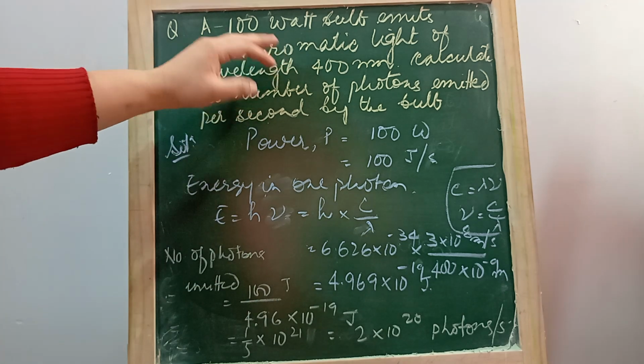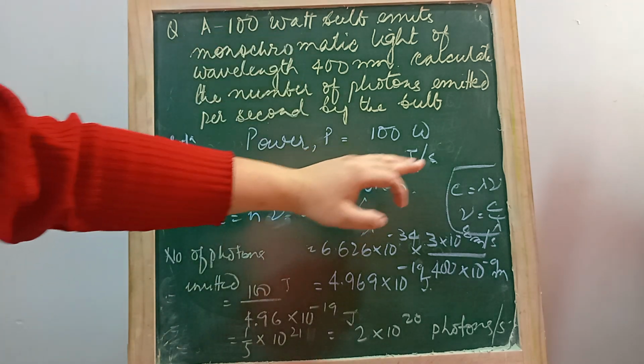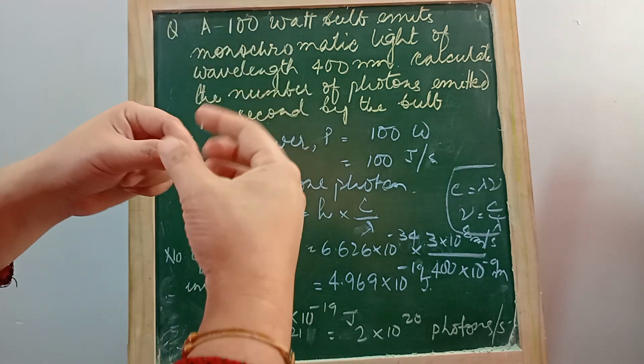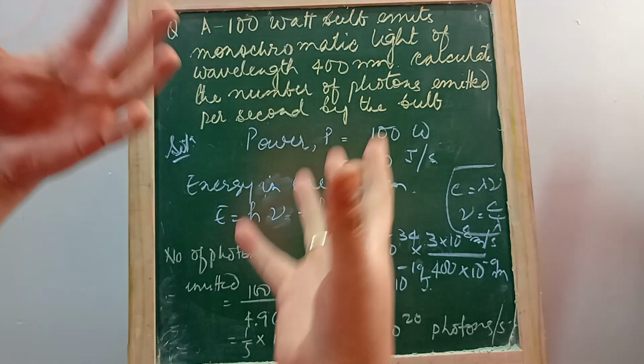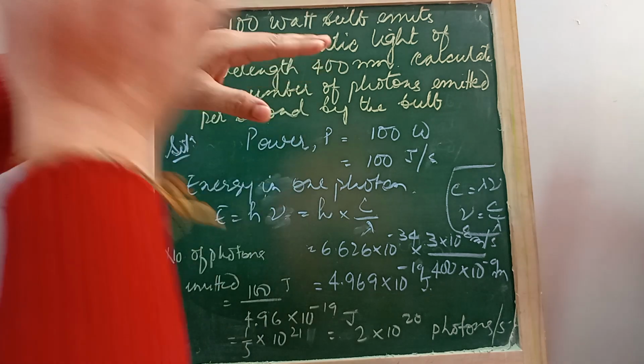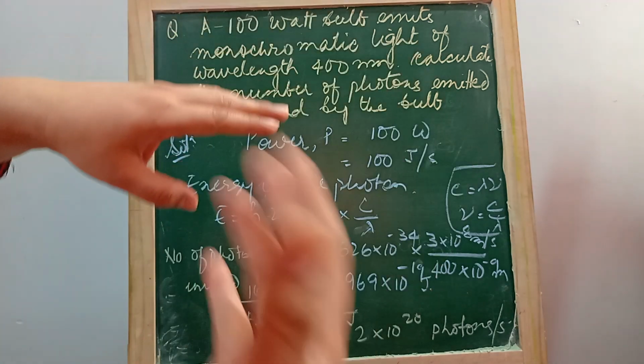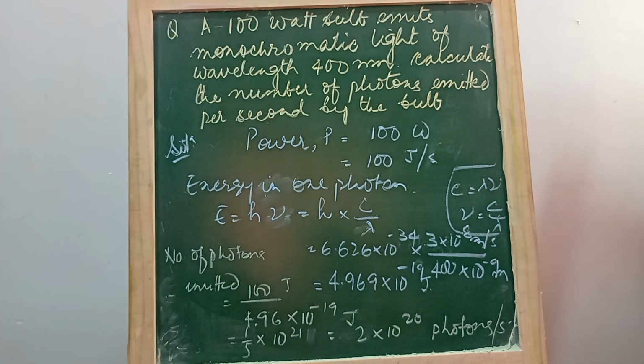So what does it mean by power? 100 watt means 100 joules per second. For every second, the bulb is emitting energy at the rate of 100 joules. One second, 100 joules, another second, 100 joules. Every second, it is releasing 100 joules of energy.